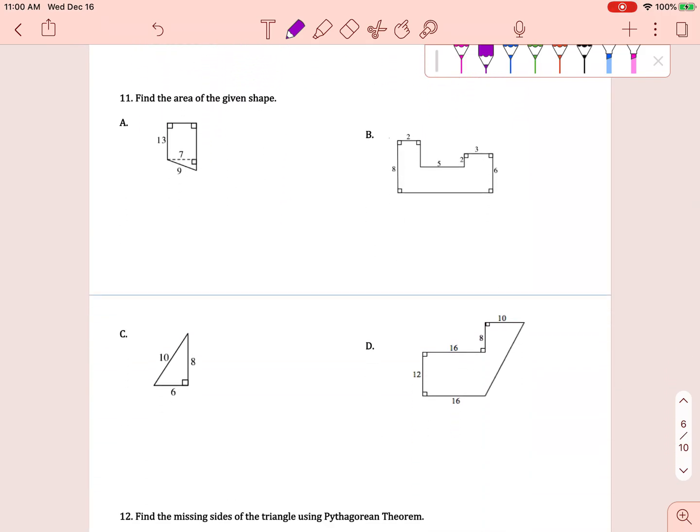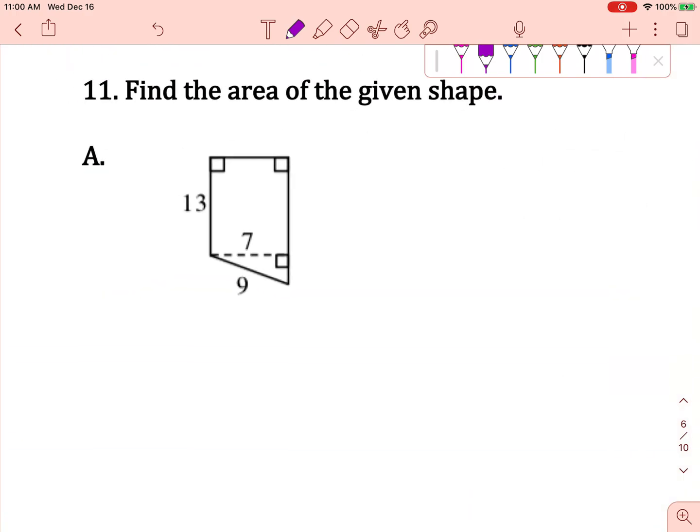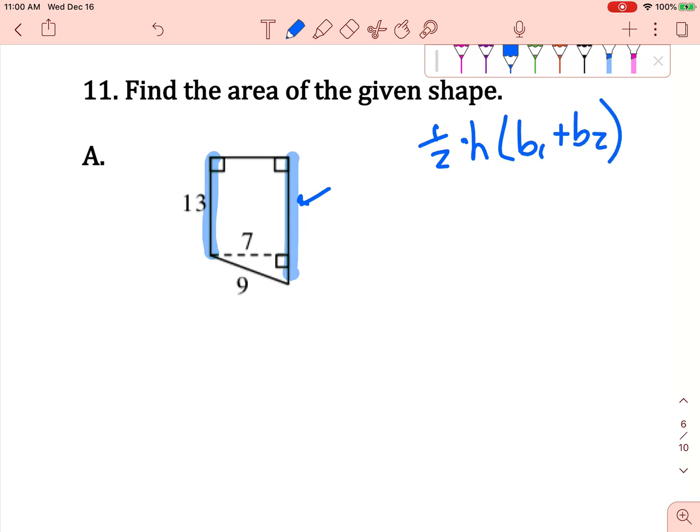Next, we're going to work with area. So it's up to you. This shape for A is a trapezoid. So I have one pair of parallel sides, and so this is referred to as a trapezoid. In order to do the area of a trapezoid, we need 1/2 times height, base 1 plus base 2. So this is the area of my trapezoid.